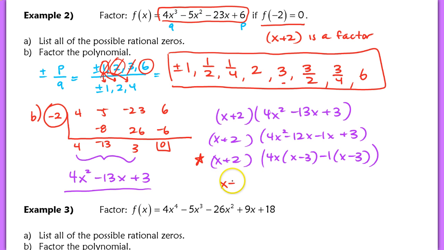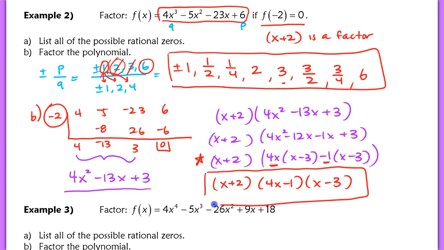We end up with x plus 2 here. From here, I have 4x and negative 1 that I can group together because I take out the GCF of x minus 3, and I'm left with 4x minus 1. So this is the factored form for this cubic, way up here.